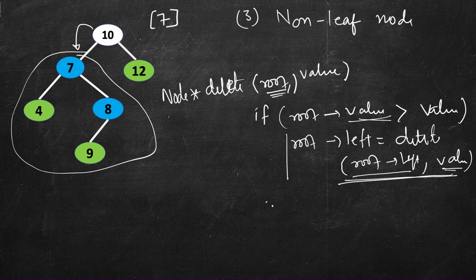And the third case will be when root val is the same as val. In this case we are at the current node, so we have to delete the current node.